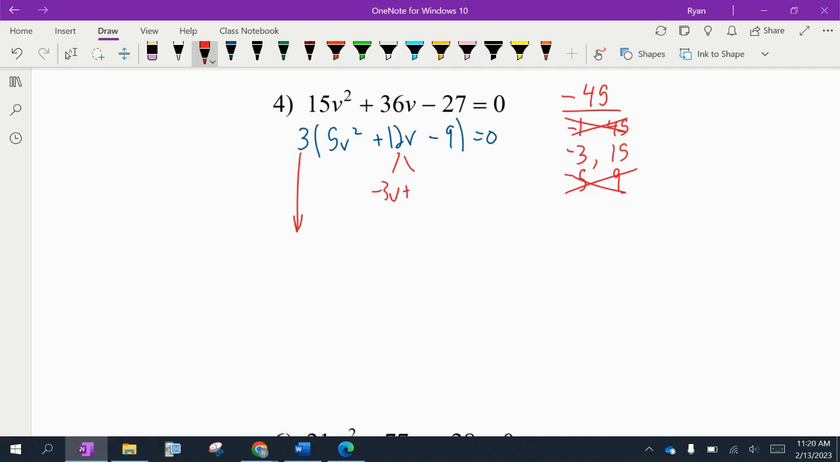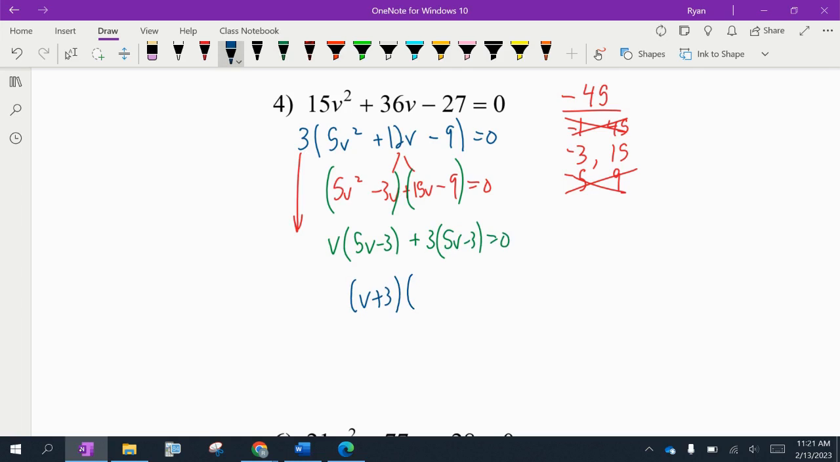Negative 3v, positive 15v. Carry everything else down exactly the same as it was. Group, group, group, group. The first GCF is going to be a v, parentheses 5v minus 3. The second group, the GCF, is going to be a 3, parentheses. Take a 3 out of those, that's 5v minus 3. It looks like it's shaping up nicely, so it's v plus 3, 5v minus 3 equals 0. And then there is this 3 GCF from the beginning.